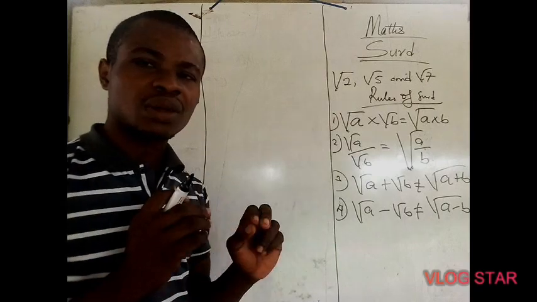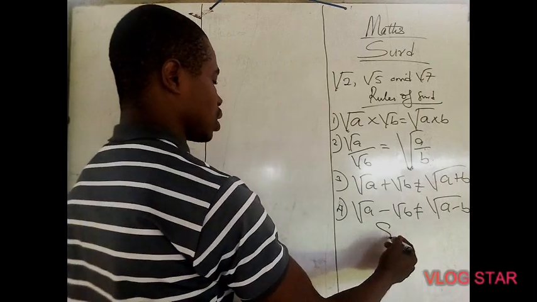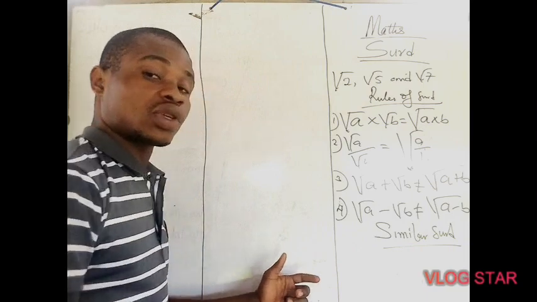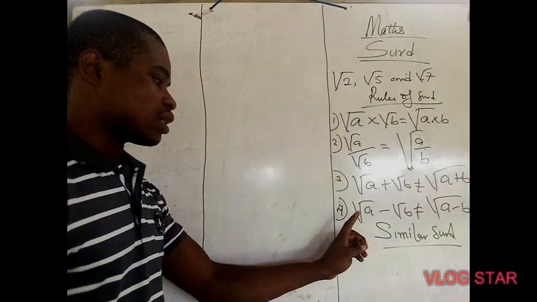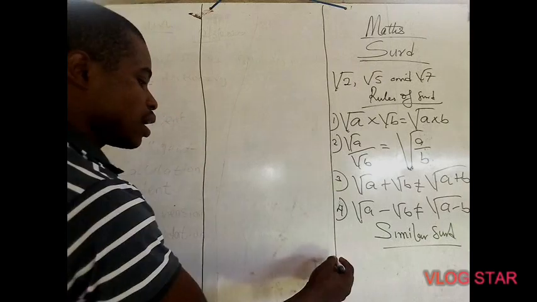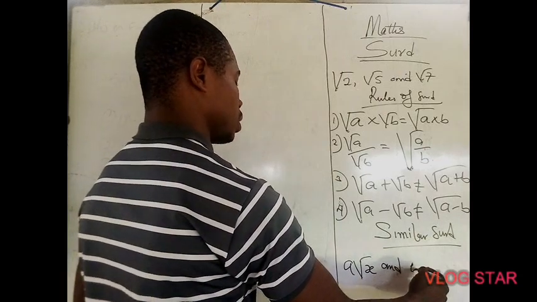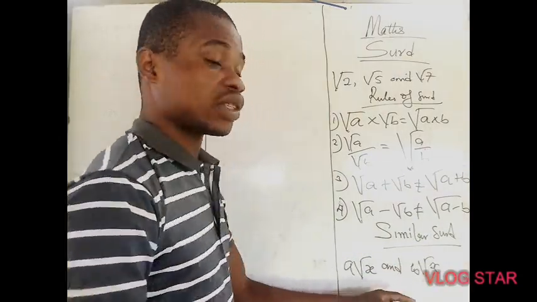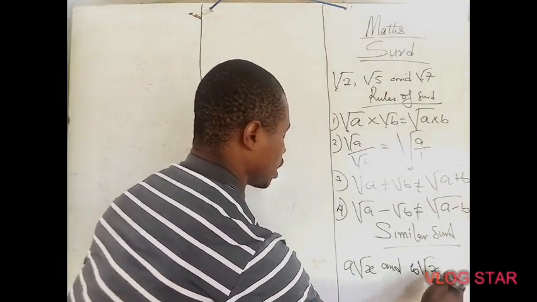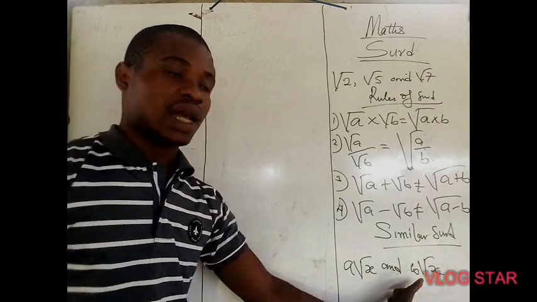Now, because we are dealing with similar surds in the third law and the fourth law, let's explain what a similar surd is. Two surds are said to be similar if the irrational parts contain the same numeral. Example, if I have a surd x and b surd x, these two surds are said to be similar. Why? Because the irrational part contains the same numeral, x.